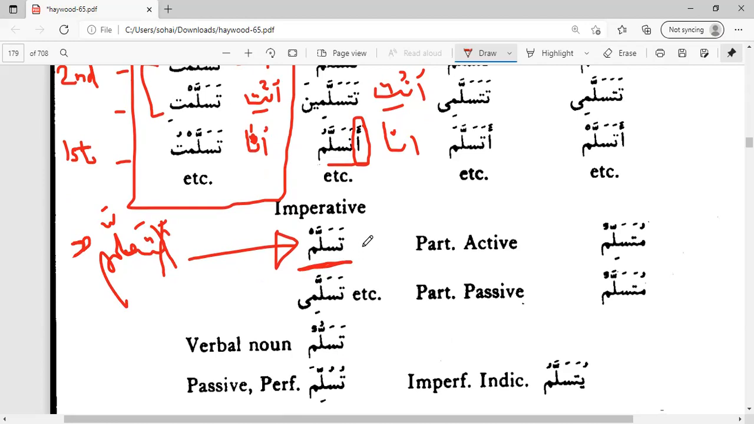Anta tasallam, antuma tasallama, antum tasallamu, anti tasallami. This is anti tasallami. Antuma tasallama, antunna tasallamna.